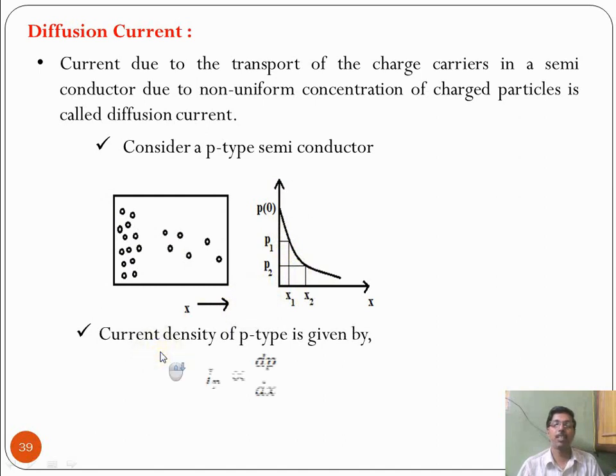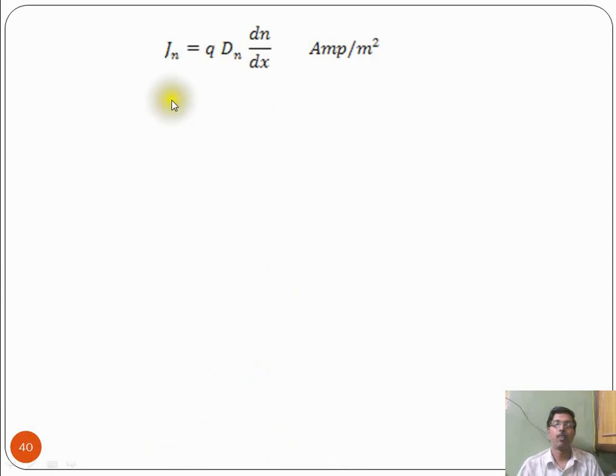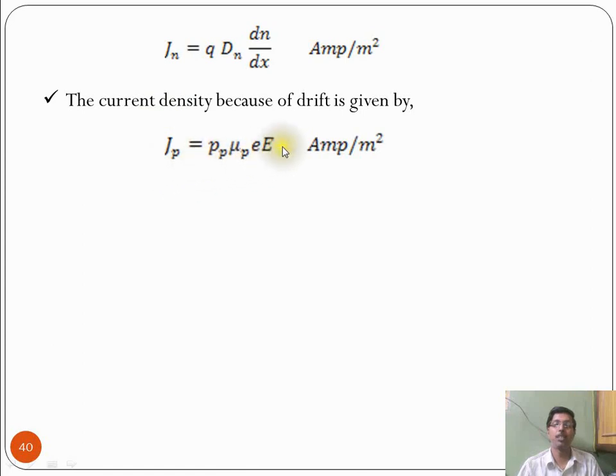So the current density for a p-type semiconductor, Jp, is directly proportional to dp by dx. That is, we differentiate the concentration of holes in the p-type semiconductor with respect to the distance x. With the constant of proportionality minus q, the charge, Jp equals minus q into dp by dx, in amps per meter square. With this, the current density because of drift is given by Jp equals pp mu p E, where capital E is the electric field and small e is the electron charge.